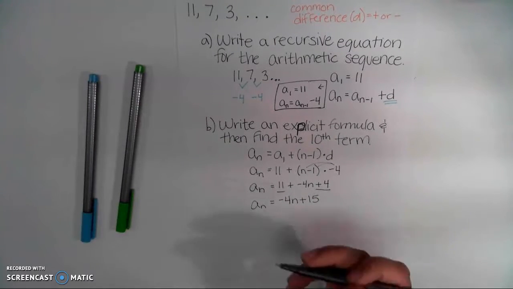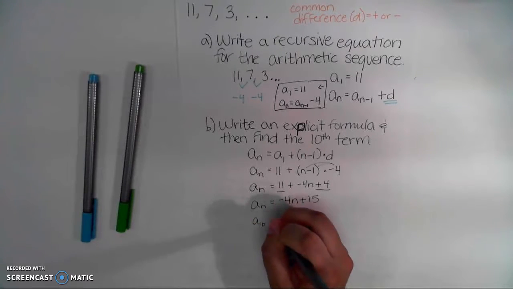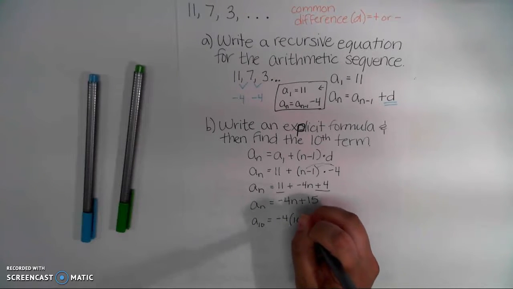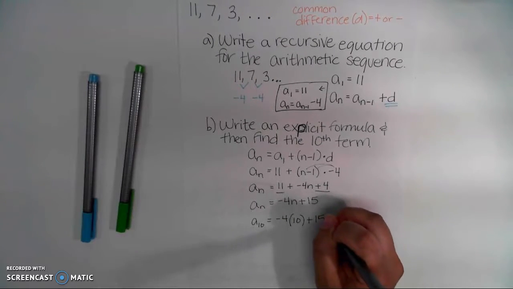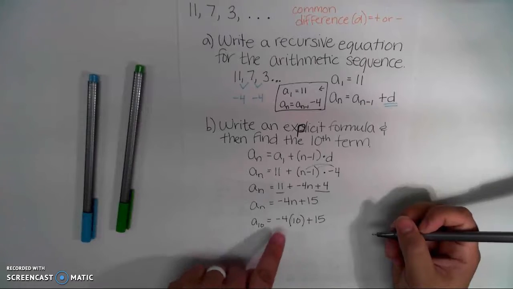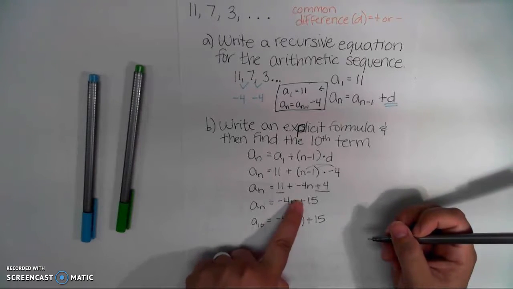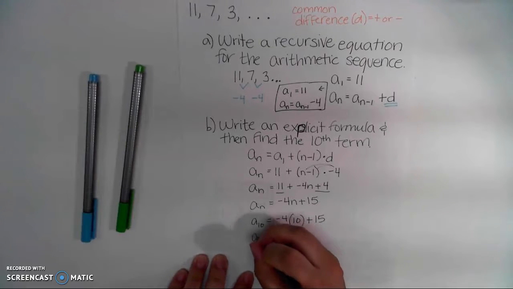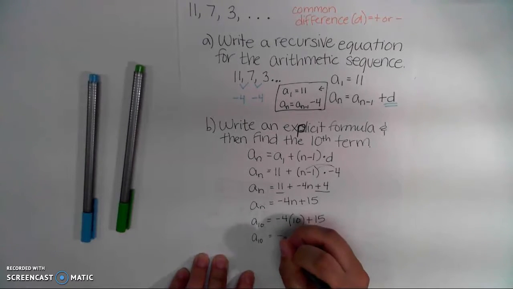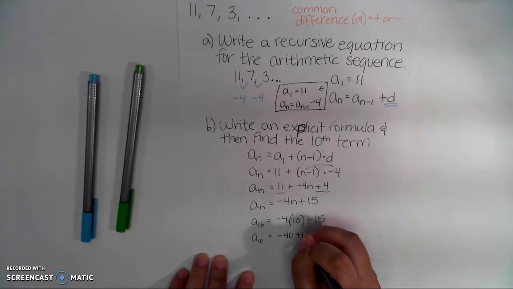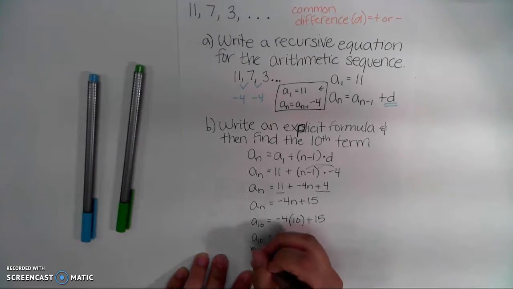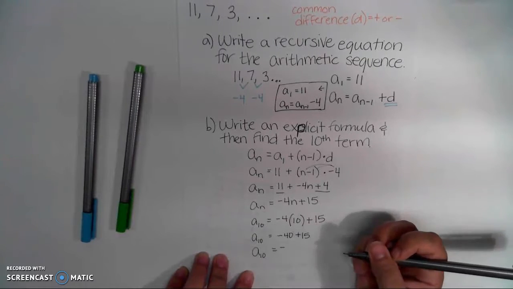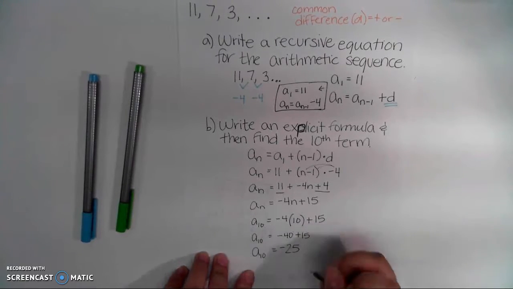So now I'm going to take that, it says, and then find the 10th term. So I'm going to take this, and I'm going to plug in 10 anytime I see an n. So I took this exact same equation, and when I saw an n, I plugged in a 10. So now I'm going to do that math. So a sub 10 equals negative 40 plus 15. So the 10th term is negative 25.